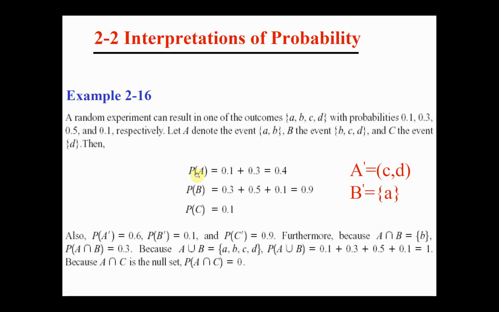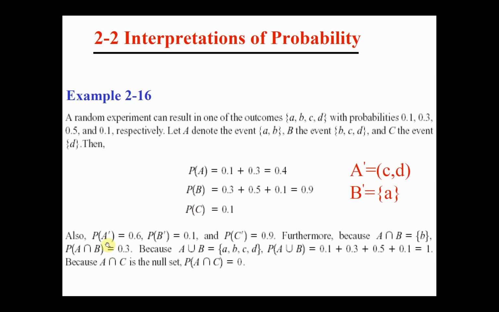So to get the probability of the event, we just add the probabilities of the individual outcomes. The probability of event A is the probability of a plus the probability of b. So 0.1 plus 0.3 is 0.4. Likewise, the probability of event B is the probability of b plus c plus d. So 0.3 plus 0.5 plus 0.1, which is 0.9. Now, event C contains only one outcome, little d. So the probability of C is simply the probability of d, which is 0.1.